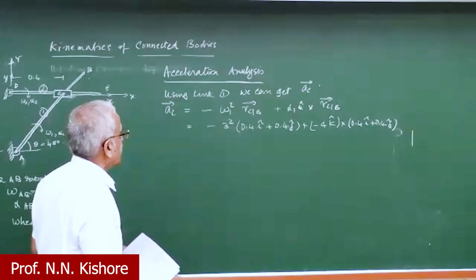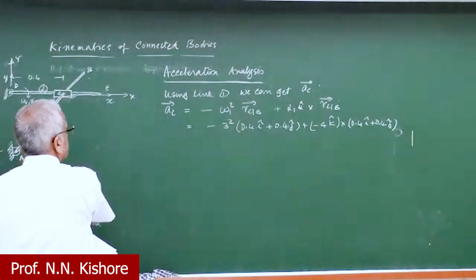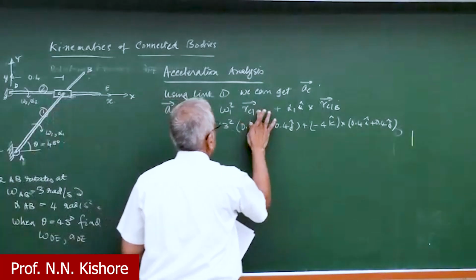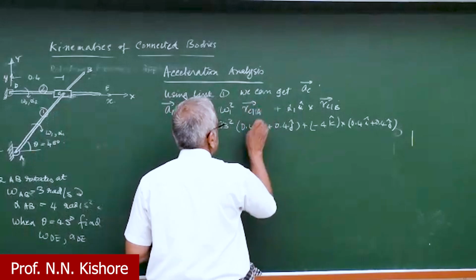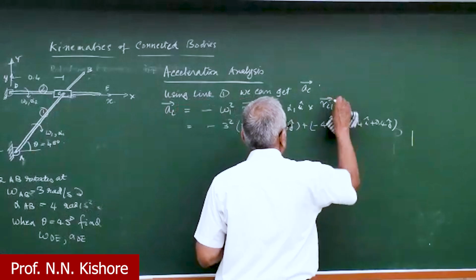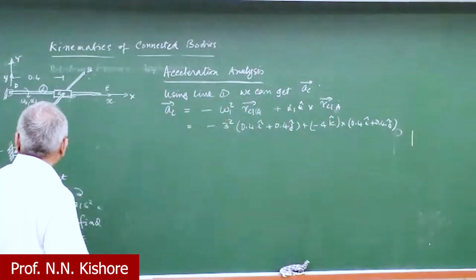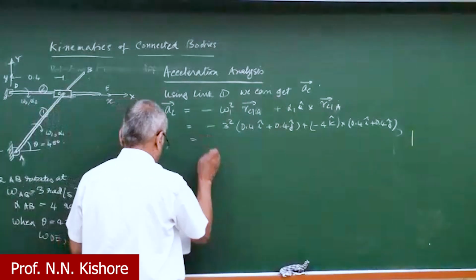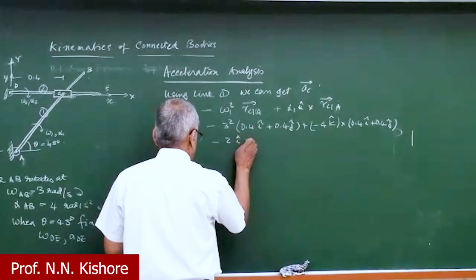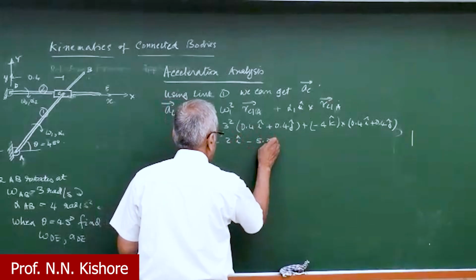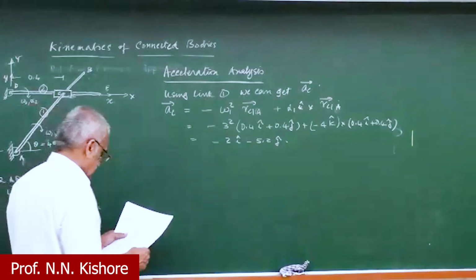Okay, so this is simple, right? So this is the normal acceleration component, minus omega 1 square, C with respect to B. I'm sorry, C with respect to A. Sorry, it's not B. So as long as link 1 is concerned, it's rotating about A. Okay, so this we can simplify, and this is minus 2I minus 5.2J. Okay, so this is how we can write.